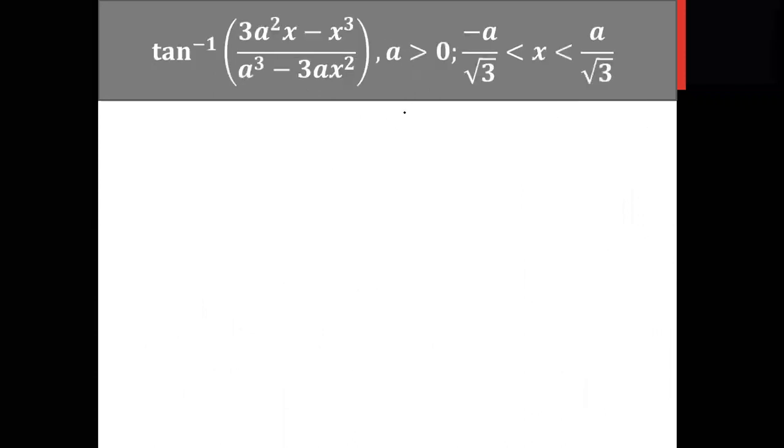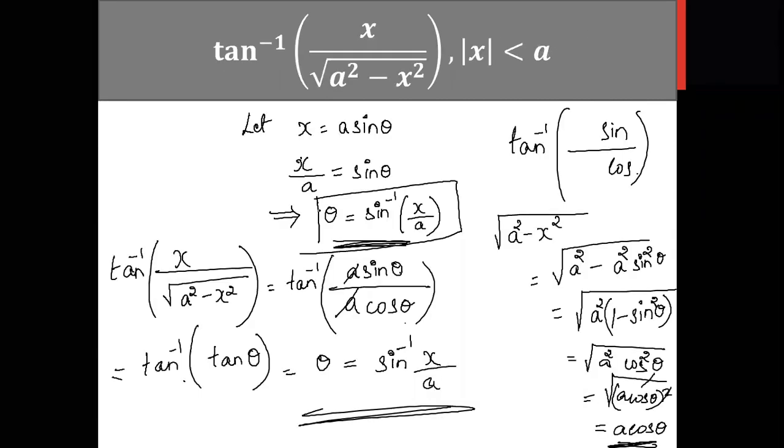So this is your next question. That is tan inverse of 3a square x minus x cube divided by a cube minus 3ax square. Okay, I'll repeat it once again. In the previous question, I have taken x is equal to a sine theta. So x by a is equal to sine theta. So theta becomes sine inverse of x by a.